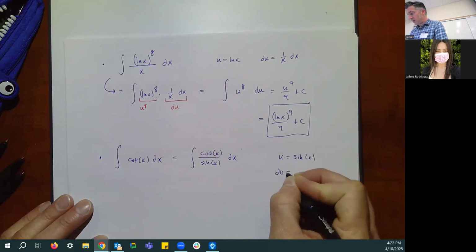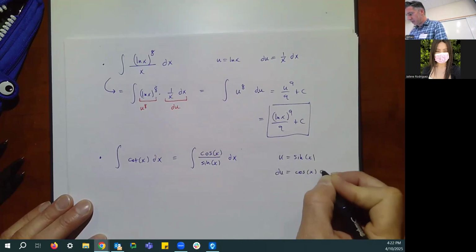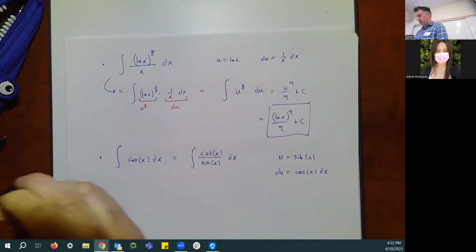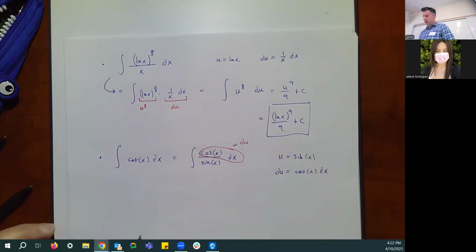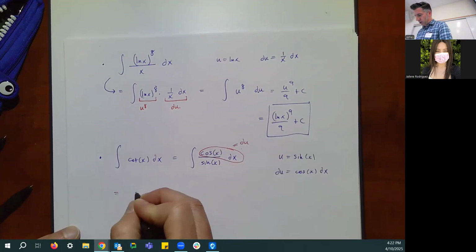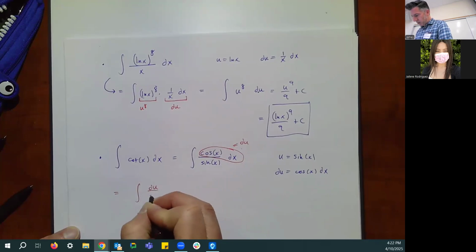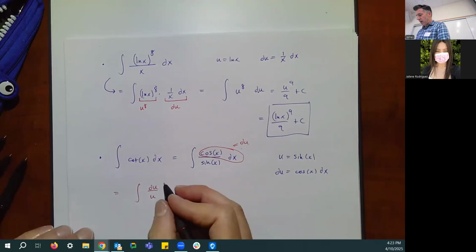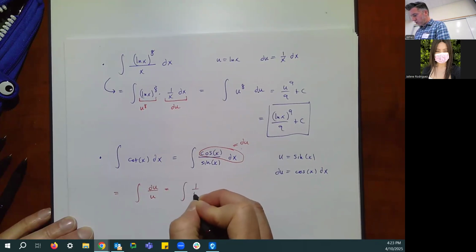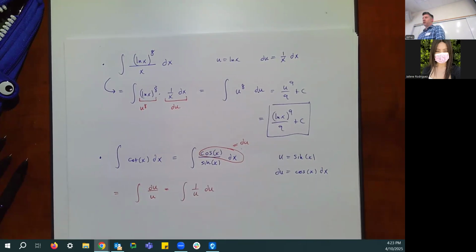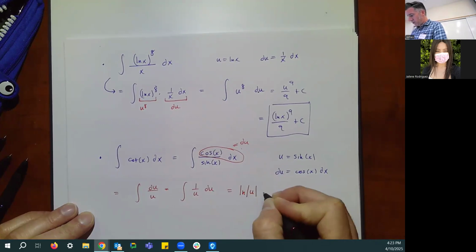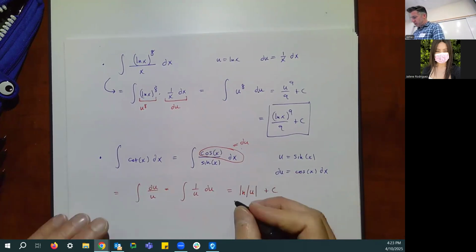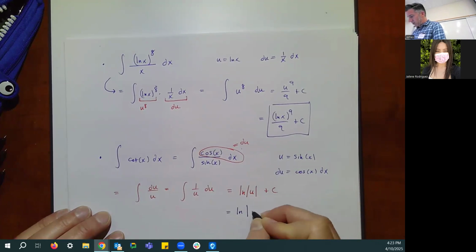Our du is certainly the derivative of sine, which is cosine of x times dx. And that's great. I've exactly got it, cosine of x times dx. That's going to be equal to my du. And then the sine of x is u. So this integral is going to equal the integral of du divided by u, which unfortunately is how a lot of people like to write it. I personally would prefer to write this as 1 over u times du, so that then it's more obvious: oh, we're integrating 1 over u. We get the natural log of the absolute value of u plus c. And then we change it back to the natural log of the absolute value of sine of x plus c.